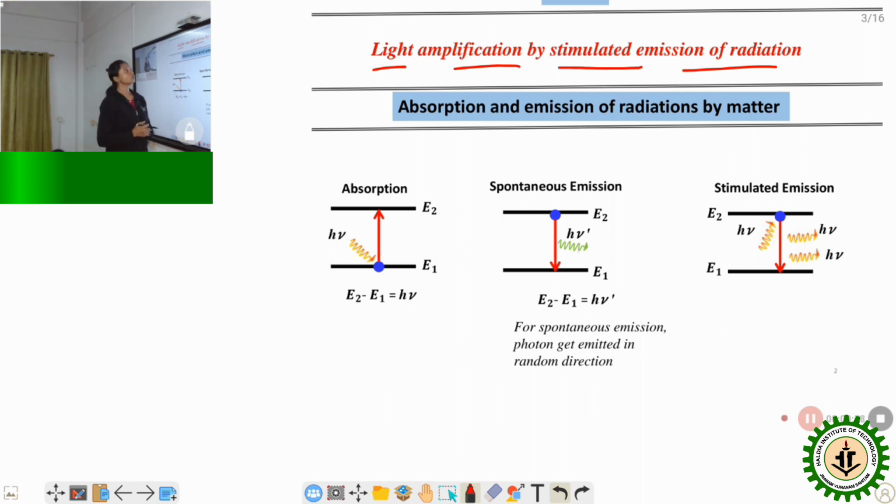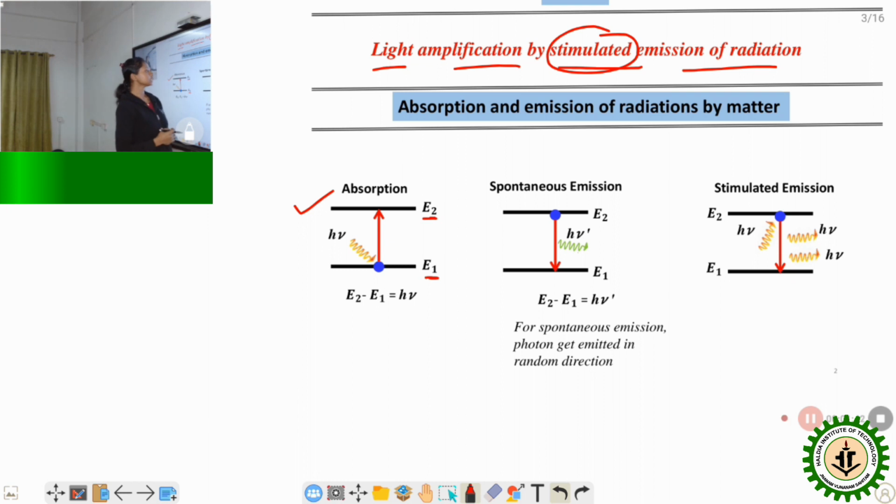So now we need to know what is stimulated emission. As per our knowledge, we know absorption and emission. So what is absorption? This is the lower energy state E1 and the higher excited state E2. When the incident light falls on the lower energy or ground state atom, it will absorb the radiation and the atom will go to the higher excited state. This is called absorption, which has been shown here.